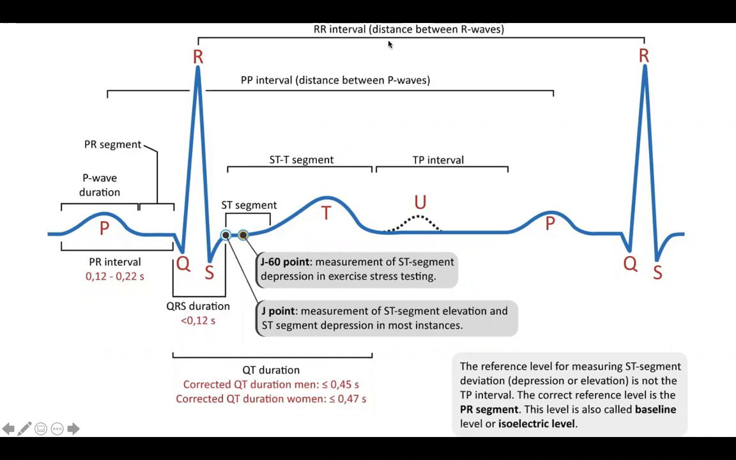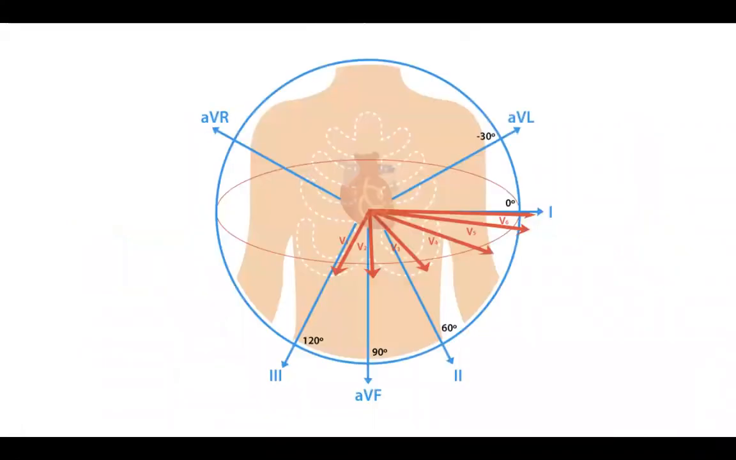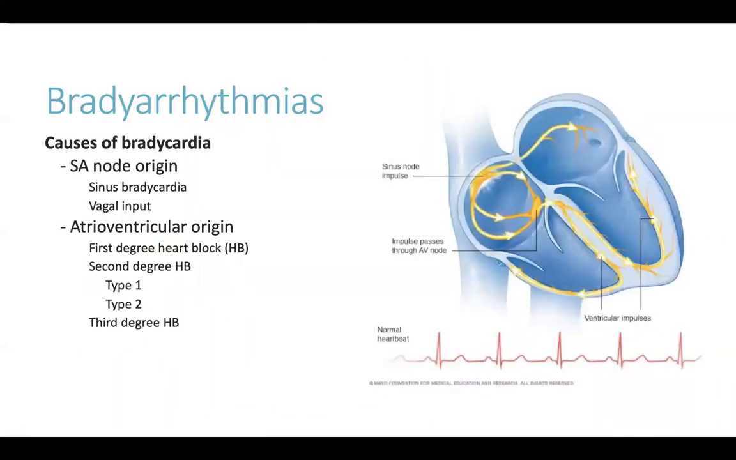So bradyarrhythmias. You can sort of think of it as SA node origin or AV node origin. If it's SA node, it's just like an inherent bradycardia. So it could be a sinus bradycardia, like elite athletes who have bradycardia, or it could just be a vagal input, so parasympathetic activation. If it's an AV node problem, you'll be thinking AV node heart blocks.